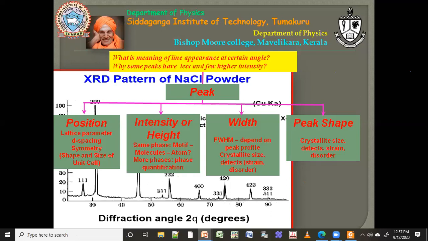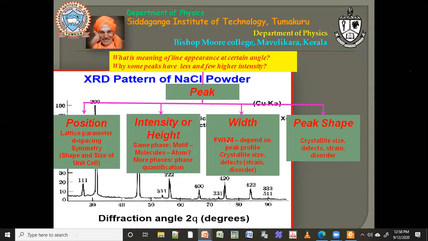For example, in the case of copper and iron, where I showed the example of a coin, you could see that copper was giving high intensity compared to iron. Iron was giving less intensity. So this gives what kind of atom is present in a material. And also phase: you can do the phase quantification based on the intensity.